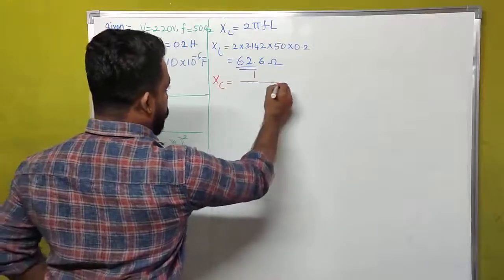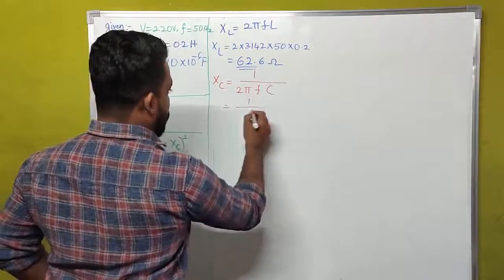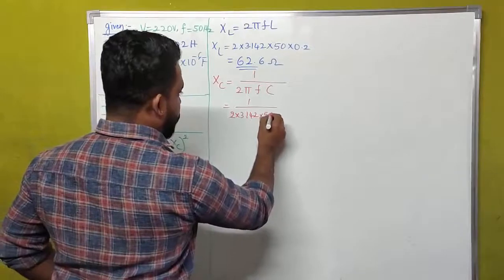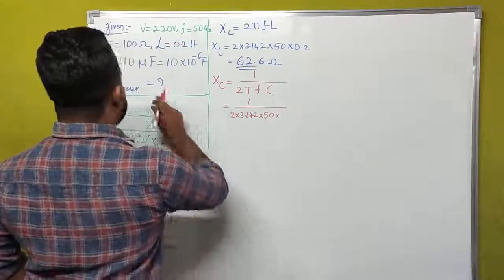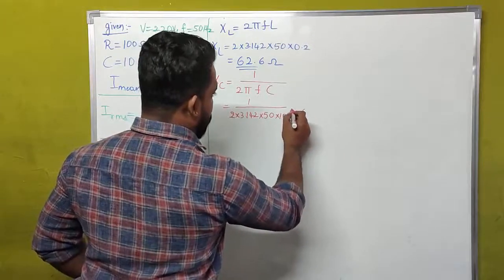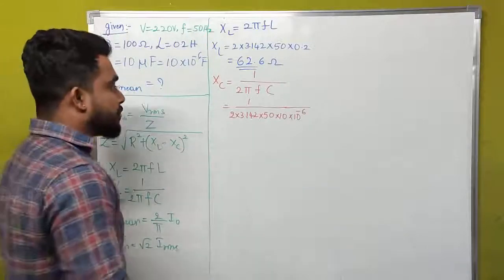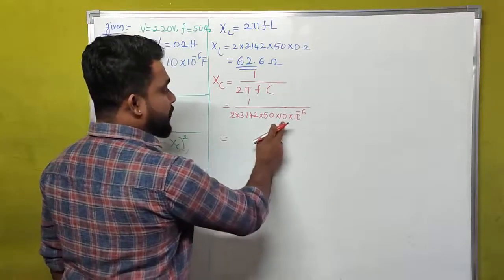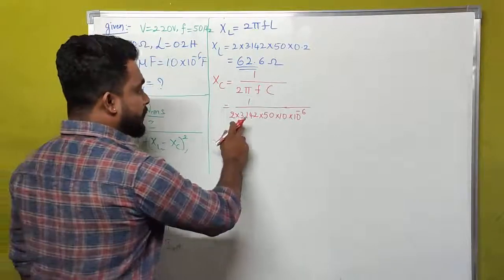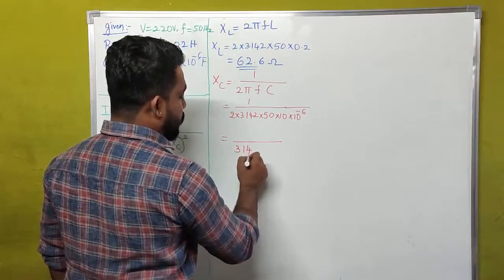Next, what is the value of XC? XC is equal to 1 over 2 pi F into C. That is 1 divided by 2 into 3.142 into 50 into C, where C is 10 into 10 to the power of minus 6. If we send this minus 6 to the numerator, it becomes plus 6. Here, 50 into 10 is 500. 500 into 2 is equal to 1000. 1000 into 3.142 is equal to 3142.